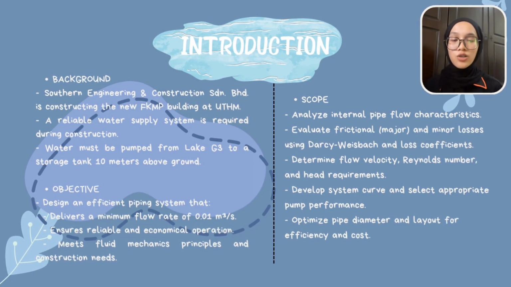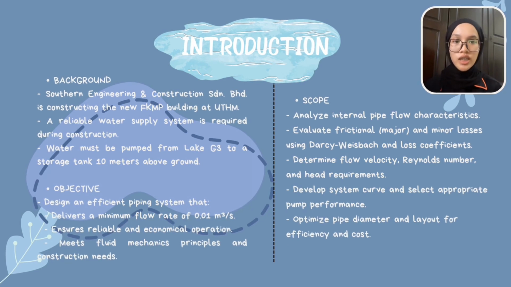I will start with the part of introduction. Today we'll discuss the design of a critical water supply system for the construction of the new Faculty of Mechanical and Manufacturing Engineering (FKMP) building at Universiti Tun Hussein Onn Malaysia. This project, led by Southern Engineering and Construction Sdn Berhad, requires an efficient piping system to pump water from Lake G3 to a storage tank elevated 10 meters above ground level.